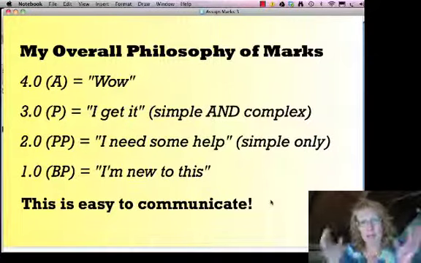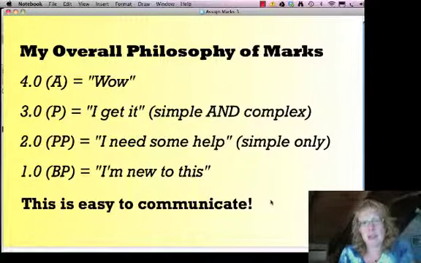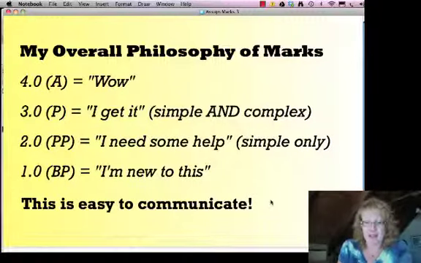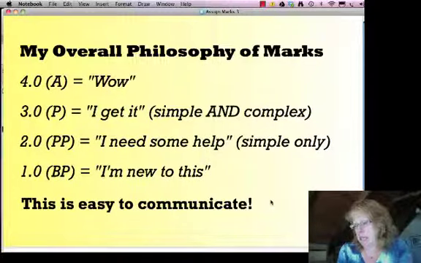Overall, my big picture philosophy in terms of what my assignment marks were, and you guys need to have this conversation about what you want them to be. But for me, a 4 or above proficient was that wow product. You know it when you see it, like, wow, I wish I'd done that. And other kids do too. Dang, I wish I'd turned that paper in.